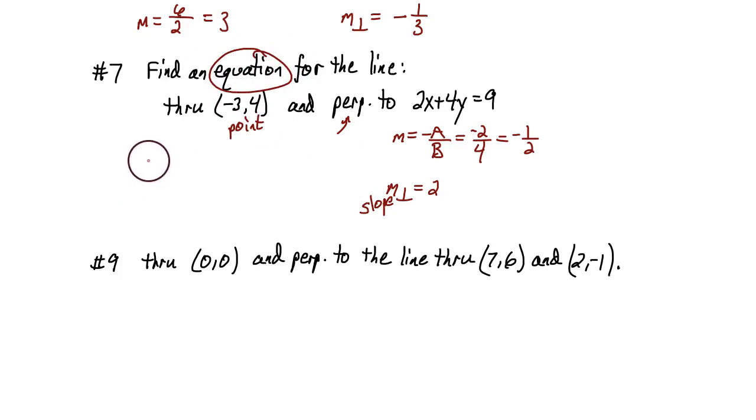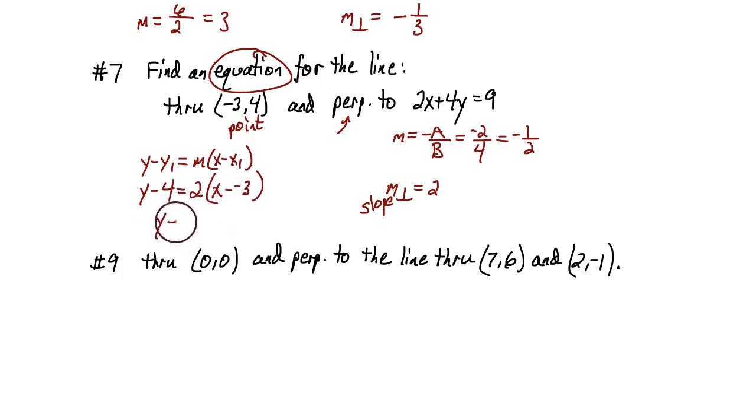Let's use point-slope form that we learned earlier this year. y minus y1 equals m times x minus x1. So we have y take away 4 is equal to 2, and then x take away negative 3. Let's fix this negative negative in there. We have y minus 4 equals 2 times x plus 3. Here's an equation in point-slope form for our line.